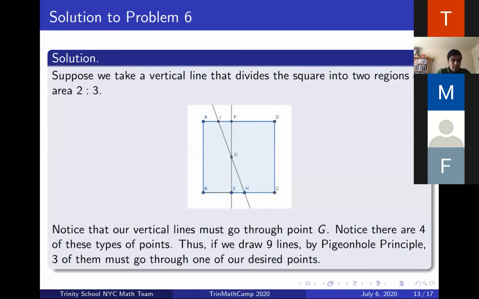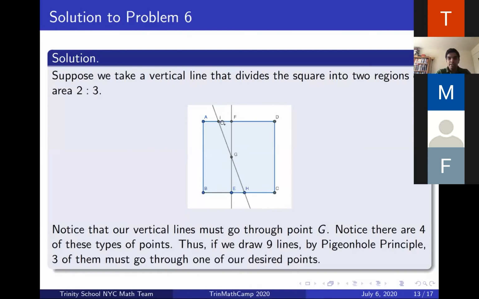So let's say we take a vertical line that divides the square into 2 regions of area 2 to 3, and this is just a line that I constructed, FE. And so we should notice that our vertical lines must go through point G, and in fact any line that divides the square into regions of area with ratio 2 to 3 actually has to go through point G, which is the midpoint of FE. And so why is this the case?